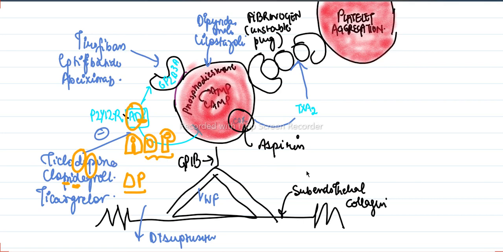Another mnemonic: abciximab, tirofiban and all of these drugs contain A and B or B and A, and these are GP2B3A inhibitors. The ADP inhibitor ticlopidine contains DP, and clopidogrel also contains DP. That's another mnemonic which we can remember.